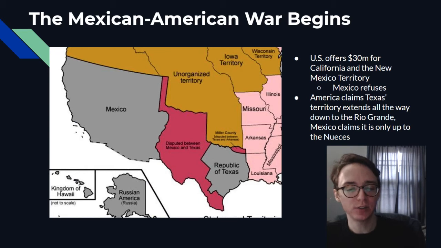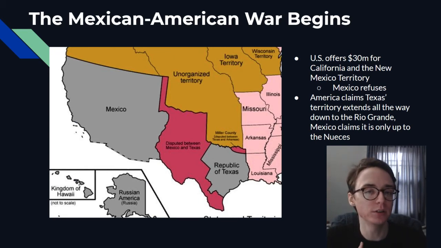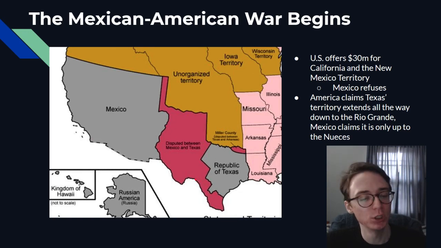Once we have Texas, the issue we run into is that we want not only Texas, but also all of this area to the west of Texas. So we offer Mexico $30 million for this whole section of land. Mexico, unfortunately, they decline. They say, nope, not going to sell it. We want to keep our land, which is fair. Can't blame the guy for trying.